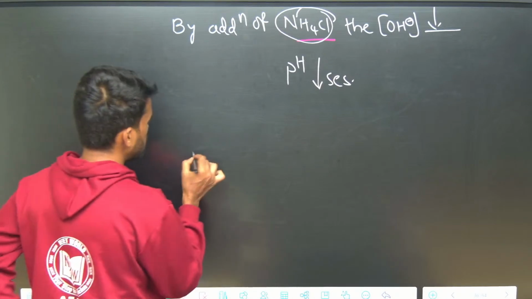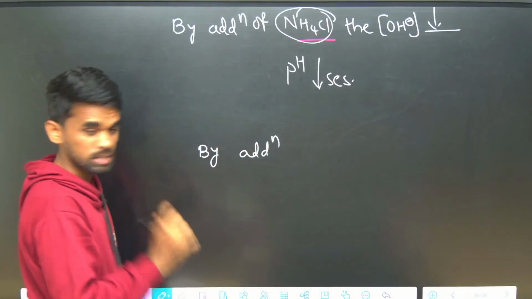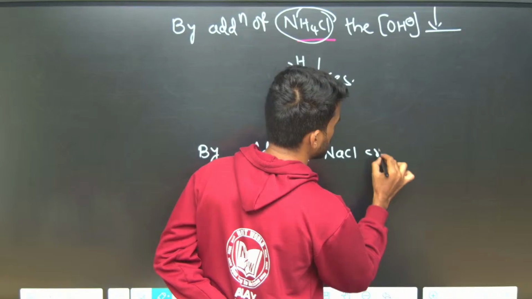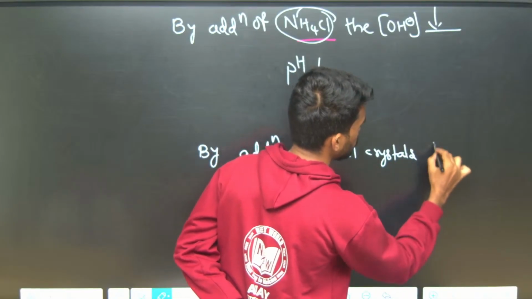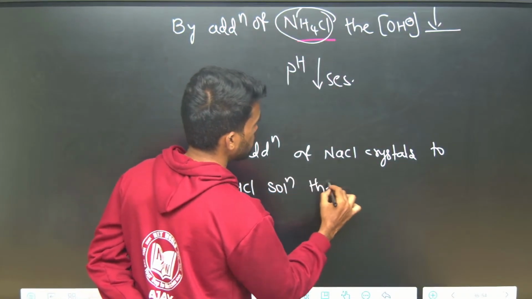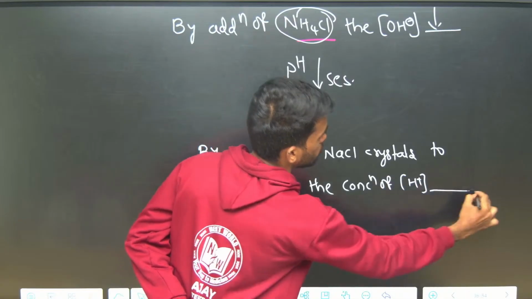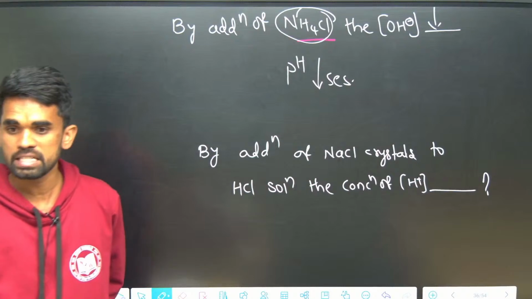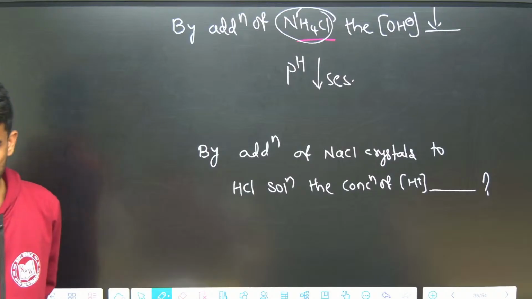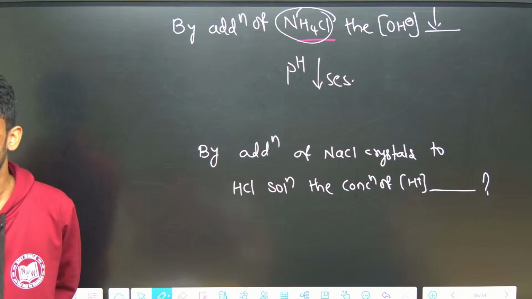So look here, and be conscious while answering. By addition of small amounts of NaCl crystals to HCl solution, the concentration of H+ ion will: happen, decrease, or increase? Nothing. Nothing, because it still dissociates completely. Nothing happens here, no change, no effect.